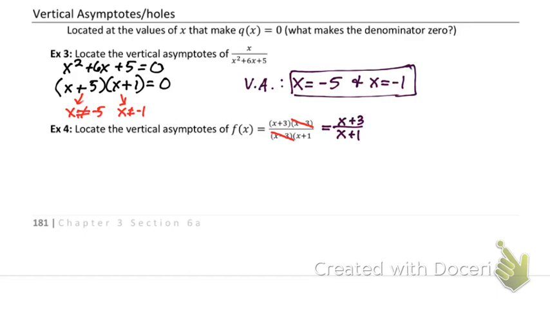However, this still affects my function. I still can't plug 3 into my original equation. So because I can cross this out and rewrite it, something else happens here. Because I could cross these out, this is going to be a hole at x equals 3.